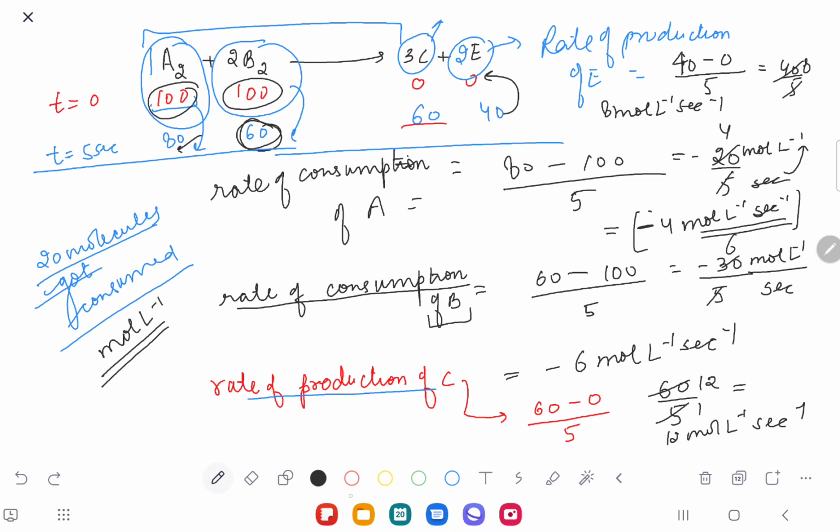That means every second, 4 moles of A are getting consumed. Every second, 6 moles of B are getting consumed because there is a minus sign here. Every second, 12 moles of C are getting produced. Oh, I'm so sorry, it is 5 times 12. Correct. And every second, 8 moles of E are getting produced. So what does that mean? I hope you're understanding.